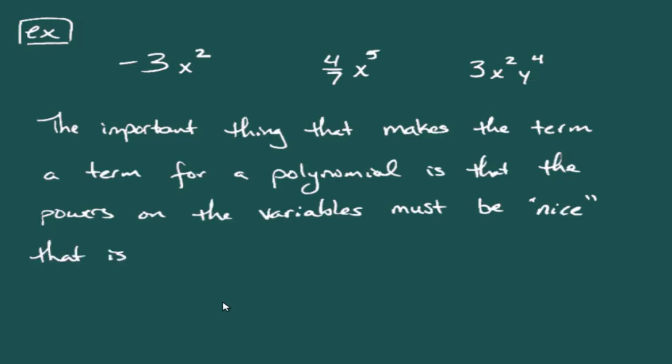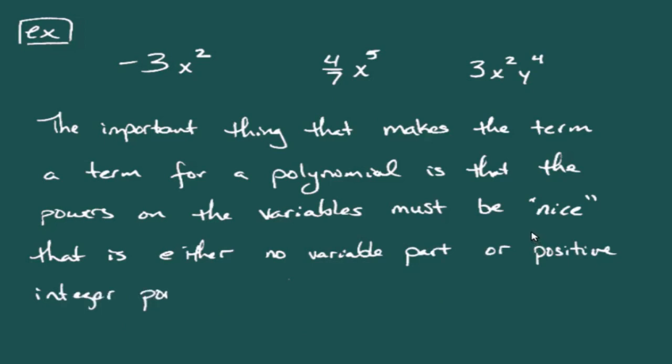Now, the important thing that actually makes a term for a polynomial a real term for a polynomial is that the powers on the variables have to be nice. Now, what we mean by nice is that you either don't have a variable, so it is just a number, or that the variables are going to be positive integer powers. Now, what are those? Are just 1, 2, 3, 4, 5, 6. So when you hear somebody talk about those nice numbers, they're just the positive integers, the ones that are counting numbers, basically.